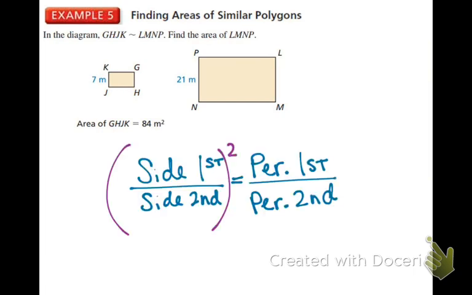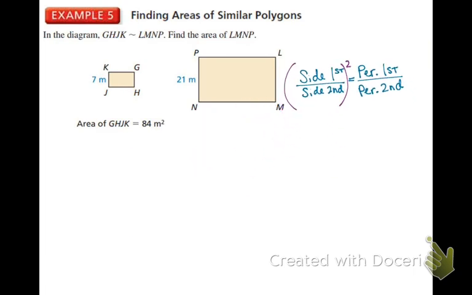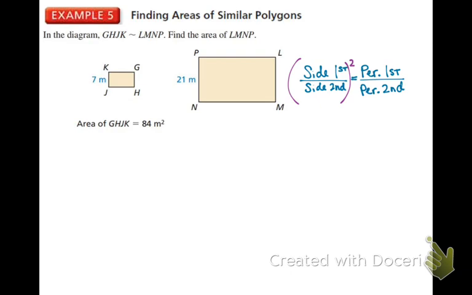Here we go. Go ahead and use this formula. Side of the first over side of the second squared equals the area of the first over the area of the second.